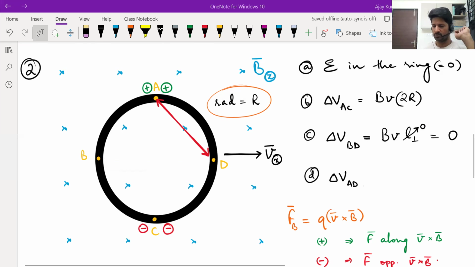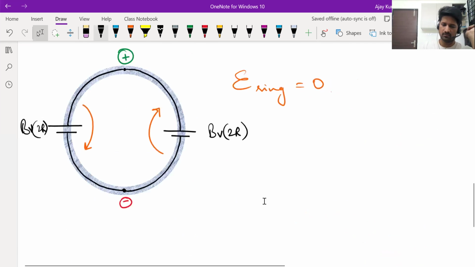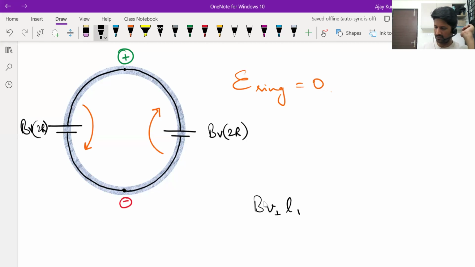What is the formula for motional EMF between 2 points? BVL. Tell the formula properly. It's not always BVL. It's B, V perpendicular, L perpendicular. Okay, always remember it this way.